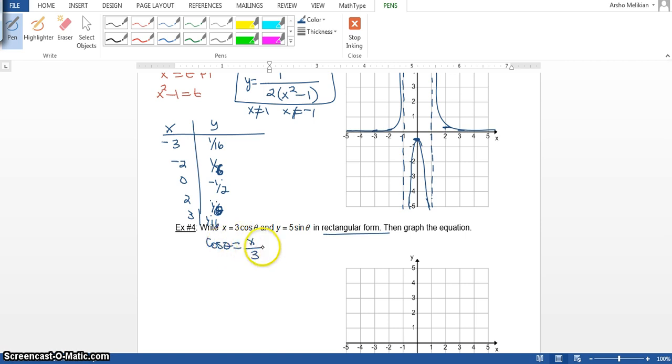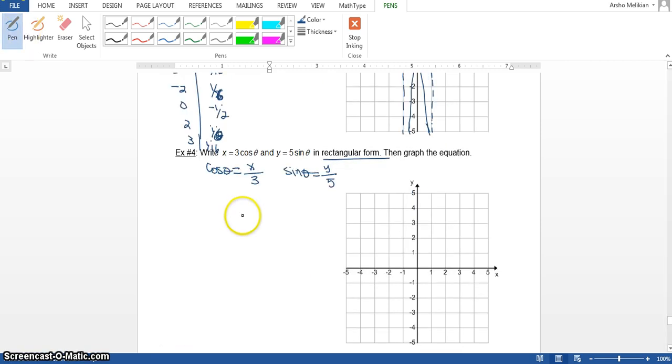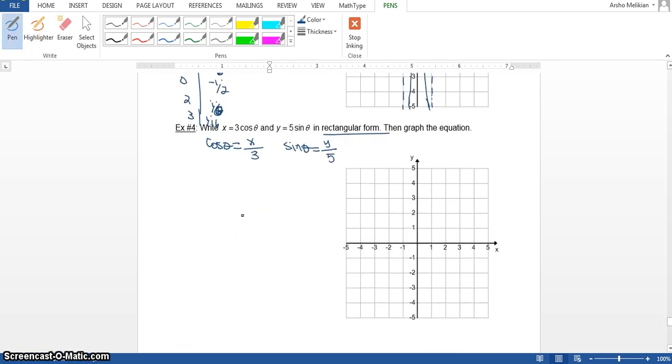Okay? So I solve for cosine of theta. If I solve this for sine of theta, what will that equal to? y over 5. Now, I have sine and cosine. And if you recall, there is a trig identity that connects sine and cosine. What's that trig identity?